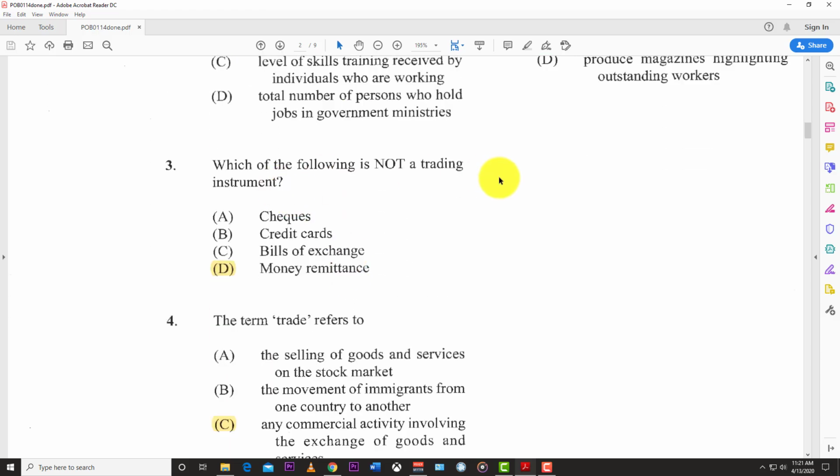Number 3, which of the following is not a trading instrument? And of course you have money remittances. You cannot buy things with remittances. Sure, credit card, checks, bill of exchange, that's part of buying stuff. But money remittances, that's the money that people send back from America to the Caribbean, and that's what we call remittances.